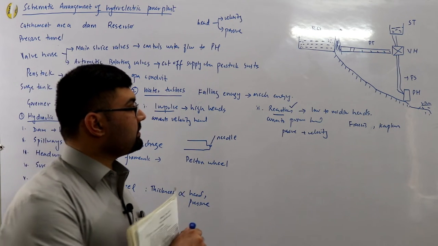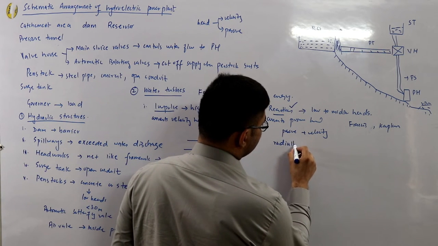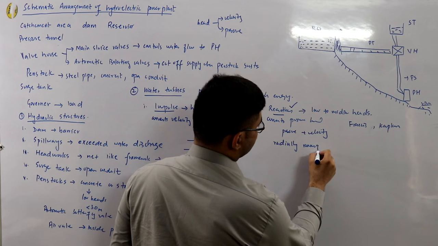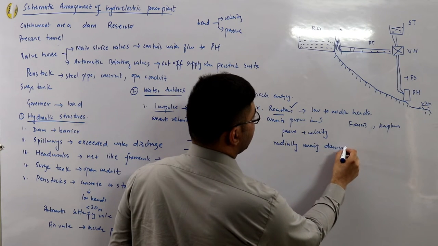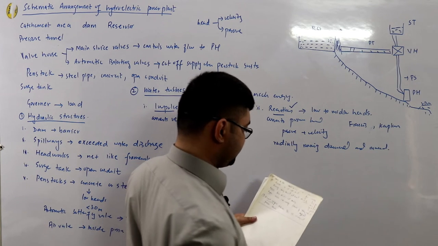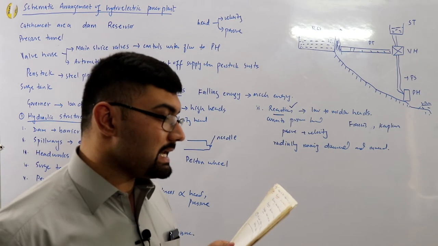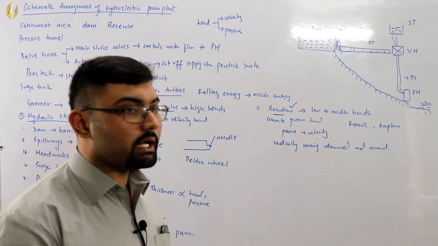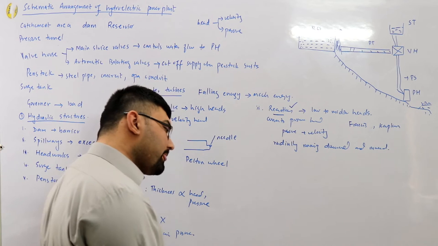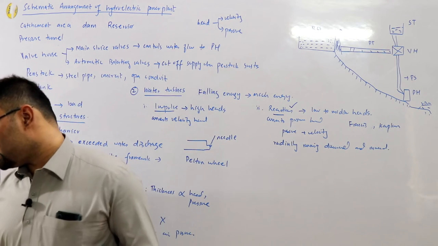So the reaction turbines are basically radially running downward and inward. Going downward and thinning, right? Which means that if you are reducing the area, the velocity would be increasing, right? Yes, isn't it like this?